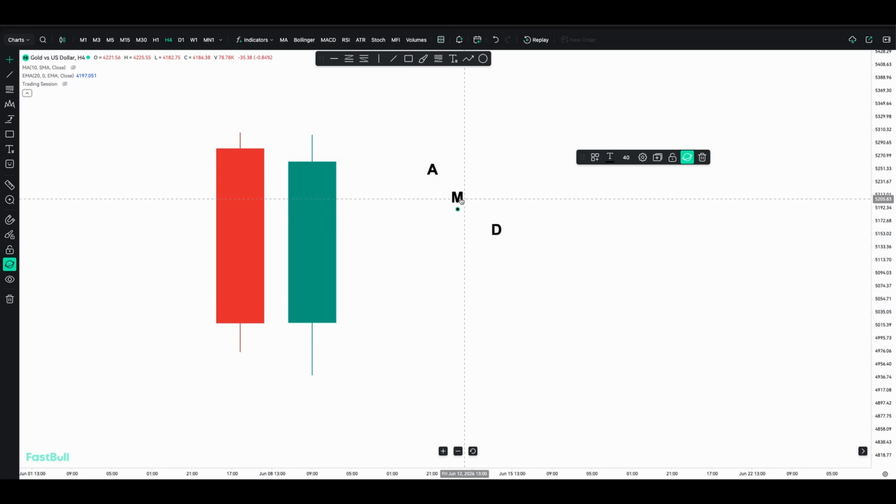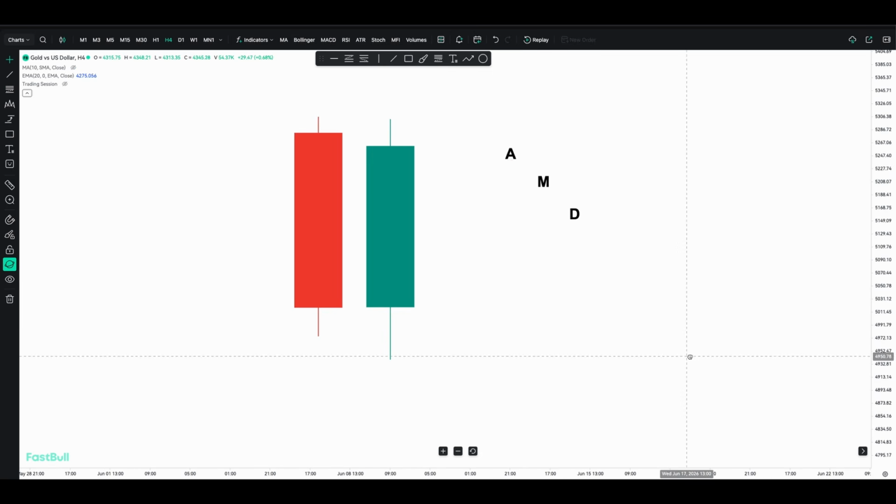During the manipulation phase, most of the traders are caught up on the wrong side of the market. But during the distribution phase, the market moves in momentum to one direction, right? So you want to get involved during the distribution phase. The phase between distribution and manipulation, this phase in between, is what you want to get involved in. That will give you much better results.